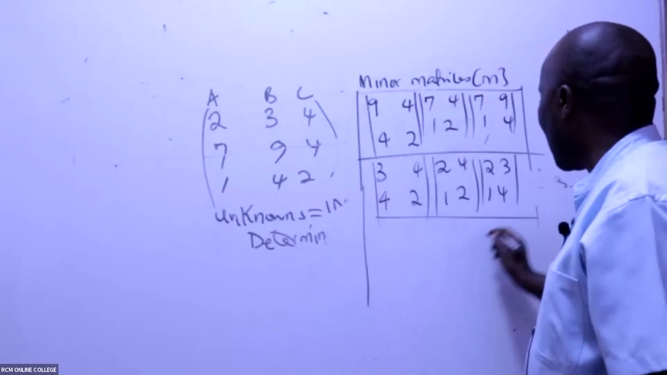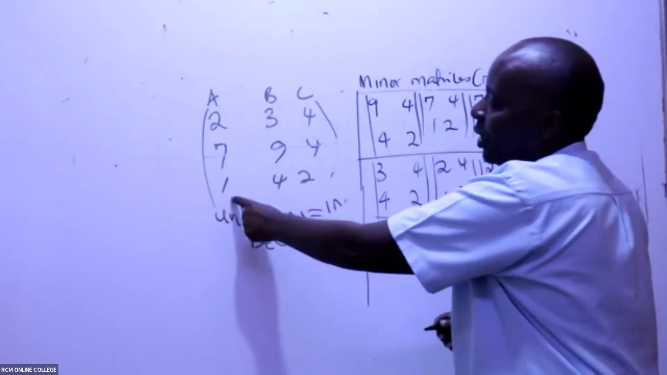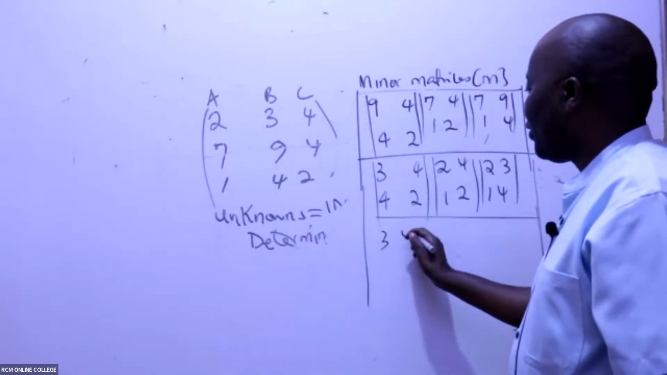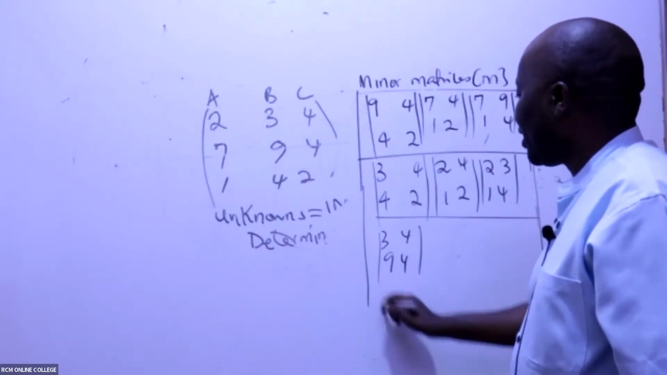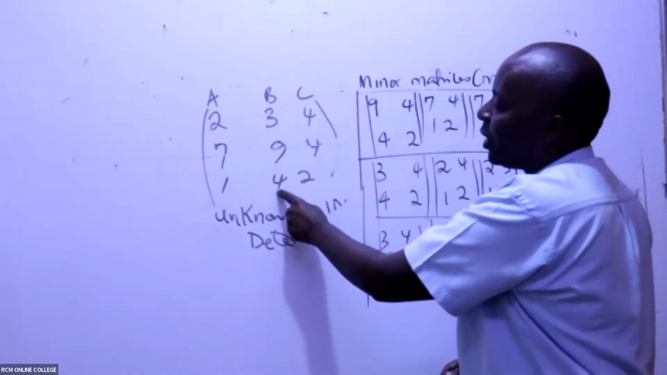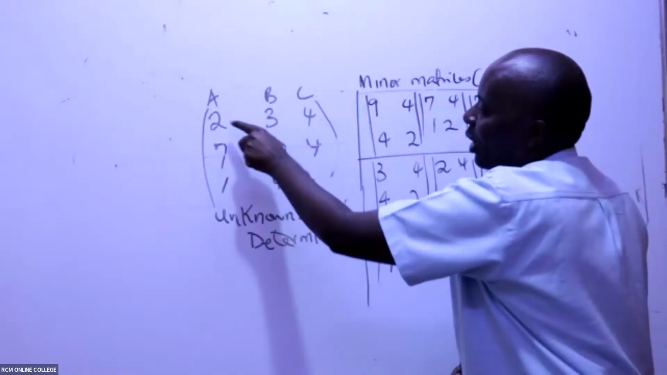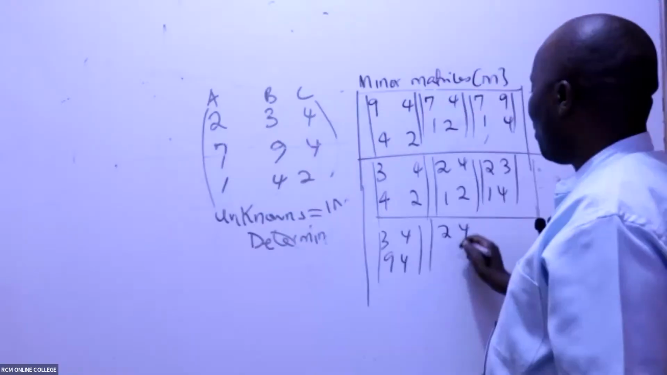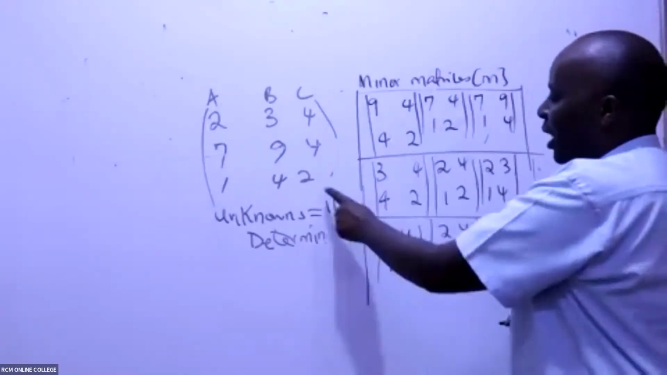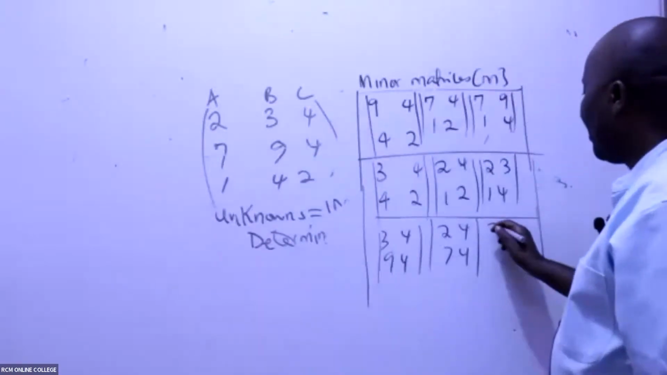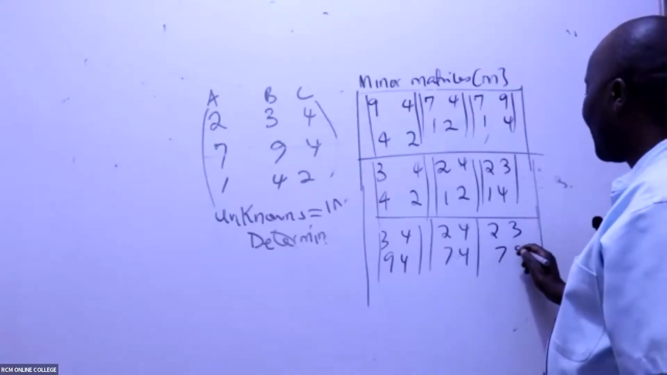We go to the very last one, the minor for this. So you're left with 3494, like that. And then we have the minor for this. If you hide this and that, we are left with 2474, like that. And then we come to the very last one here. If you hide this and that, we're left with 2379, like that.